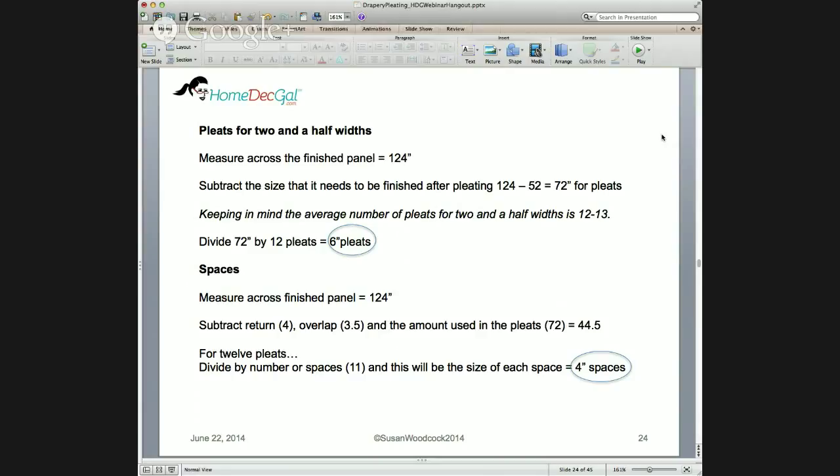So I like that a lot, especially if it had inner lining. The 6-inch pleats would look much better, especially if it was a tall window. I love that fullness.